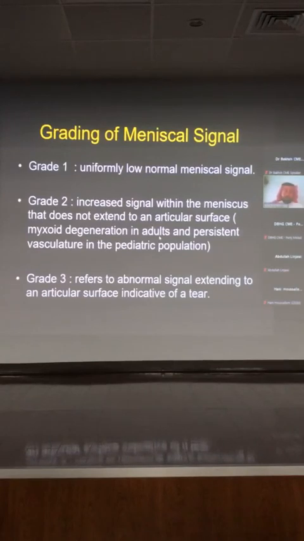And grade 2, here is where we sometimes face problems, especially in the insurance population that we have. Grade 2 is when you have high signal within the meniscus, but it does not reach any articular surface. We call it mucoid degeneration in adults or persistent vasculature in the pediatric population. I do know that in some studies 50% of those turn out to be tears, but by the book, grade 2 is actually not a tear. Grade 3 is when you see an intrameniscal high signal that is reaching an articular surface, and now this is a tear.